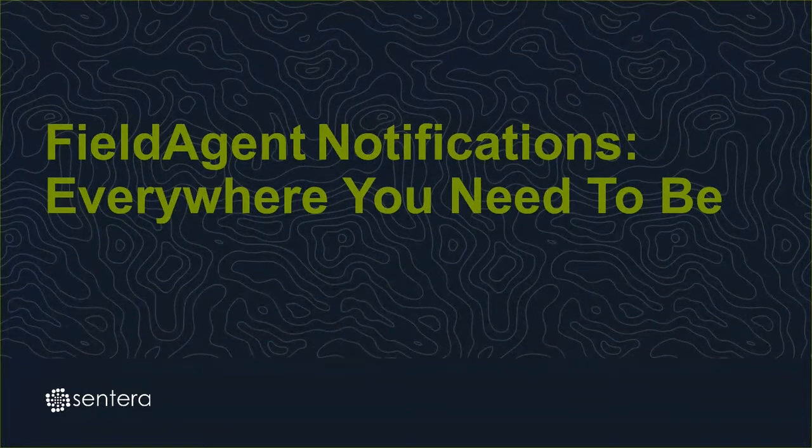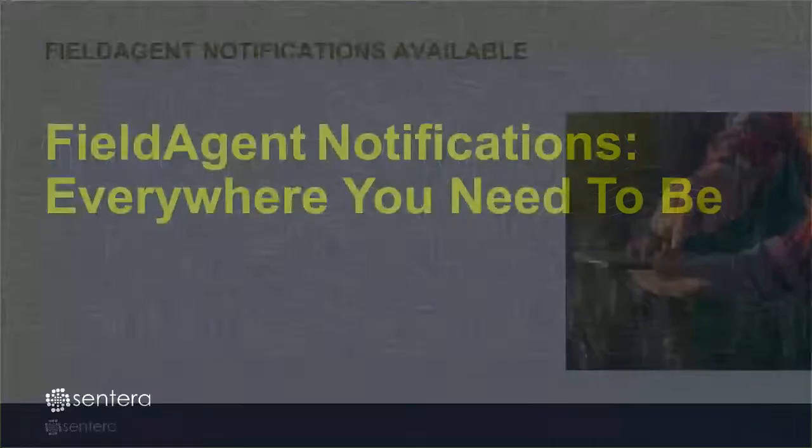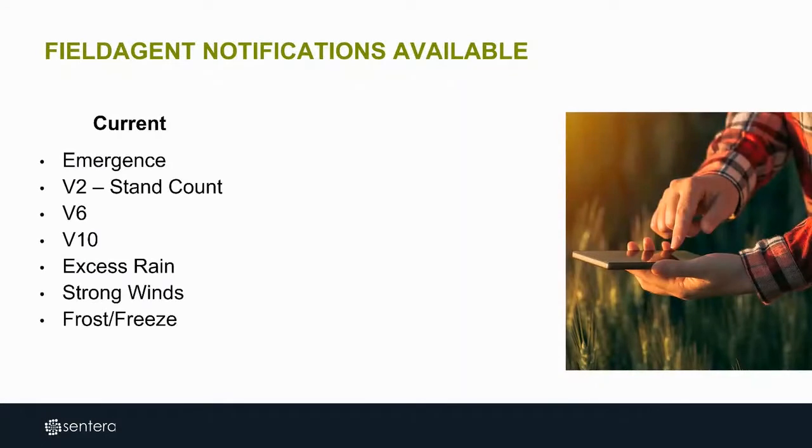Now let's talk about FIELDAGENT notifications. The current notifications that are available are emergence, V2. Why is V2 significant? Because that's when it's telling you to go out and utilize Sentera to fly for stand count. V6 and V10, which are important for nitrogen applications, excess rain, strong winds, and frost and freeze.